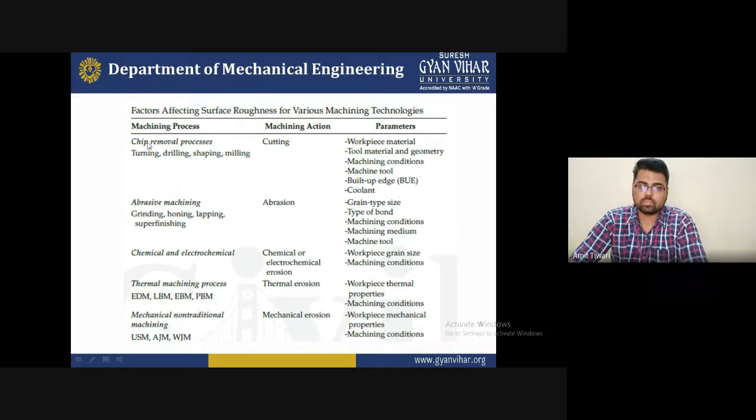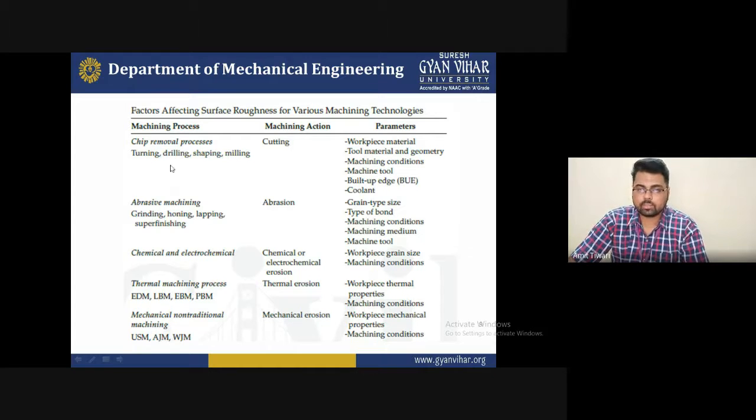So first is the chip removal process. The chip removal process is basically a machining action of cutting, removing material from the workpiece. That is chip formation, the chip removal process. And the parameter is the workpiece material. Second, turning, drilling, shaping, milling.